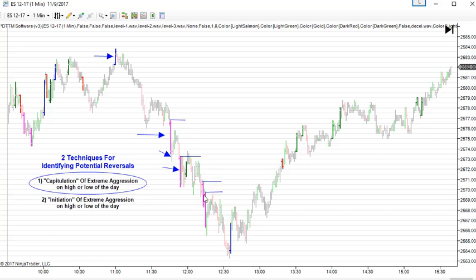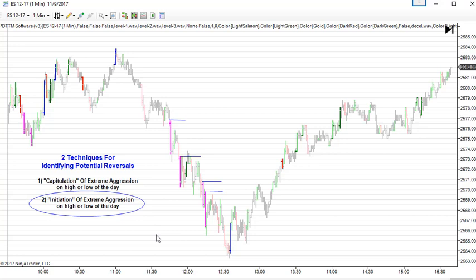So typically when you have a level 3 bar, especially on the lower high of the day, we're going to get follow through in that direction. However, if there is this idea of capitulation, in other words, it doesn't have any follow through and then we trade below it, probably this market wants to turn around. Okay, so that's the idea of capitulation. The other one is initiation of extreme aggression on the high or low of the day.